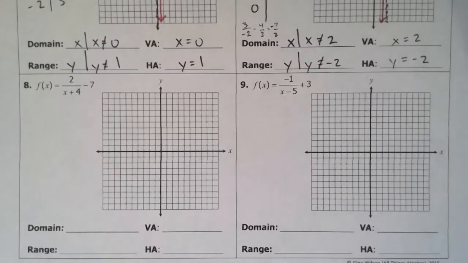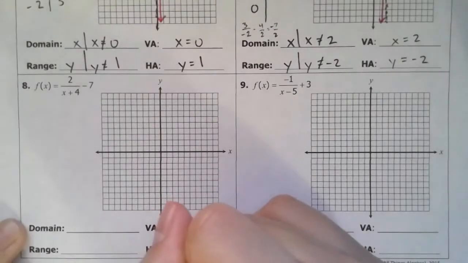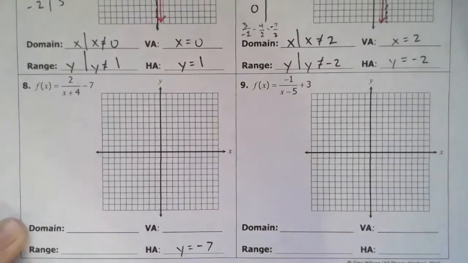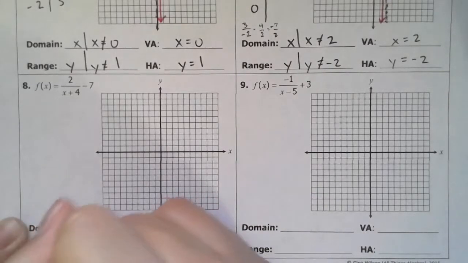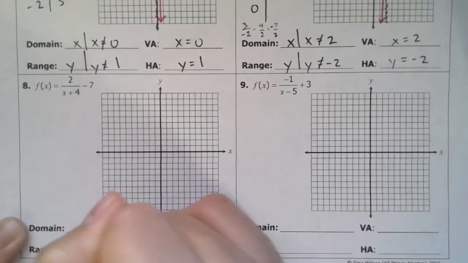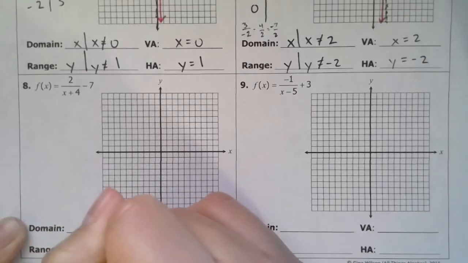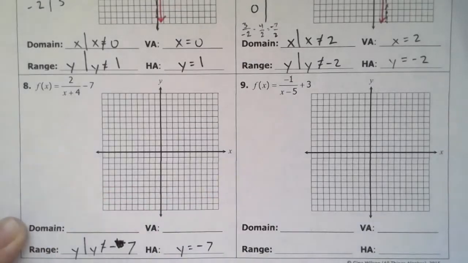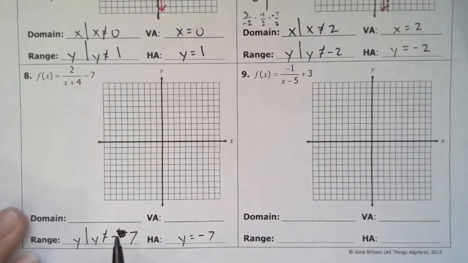I have a downward shift of 7, so then my horizontal asymptote is at negative 7. So it's all y such that y is not, whoops, I messed this up. All y such that y is not negative 7.